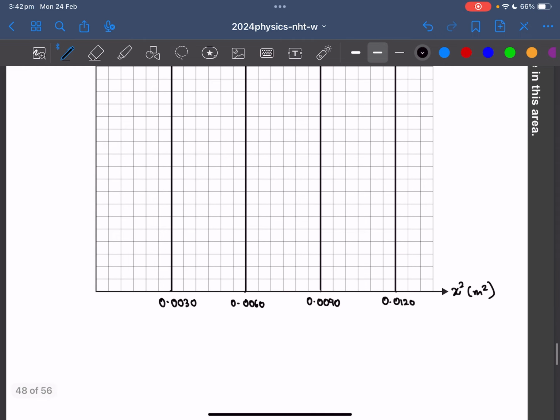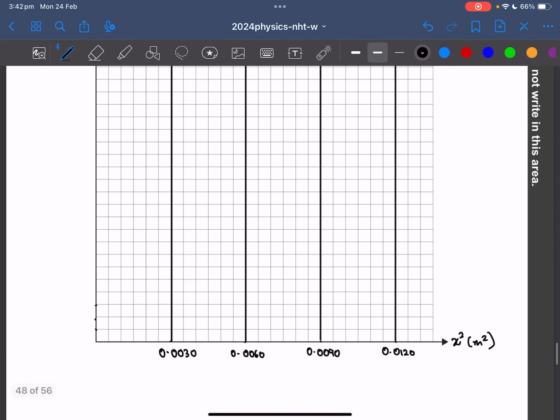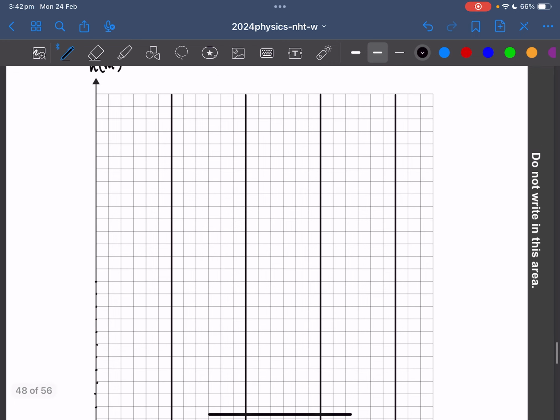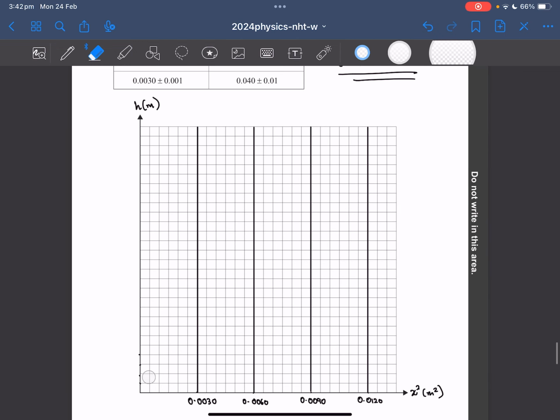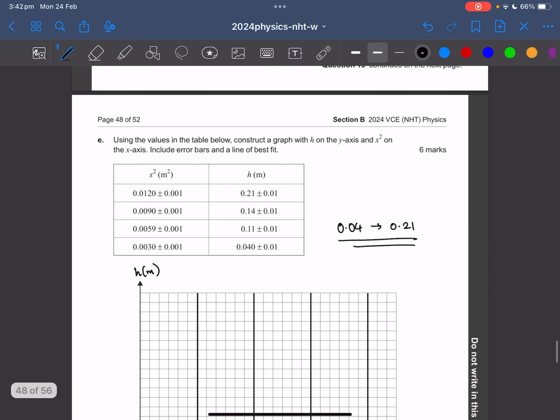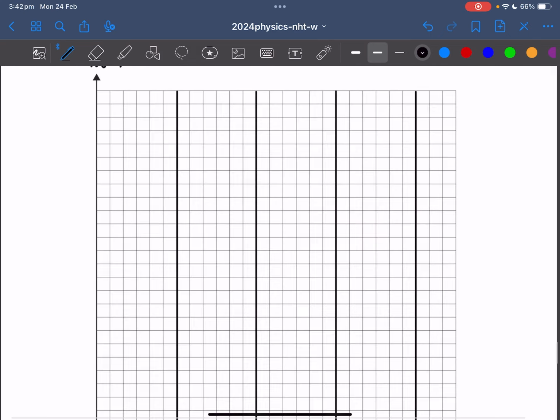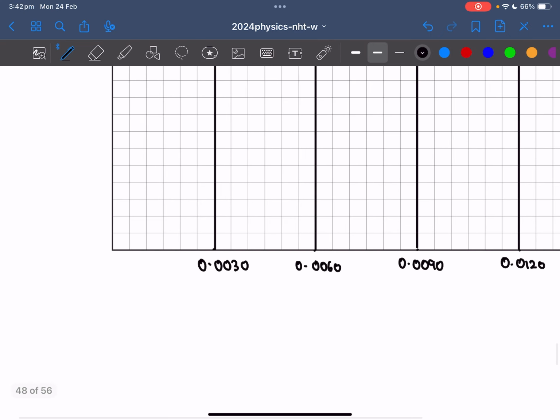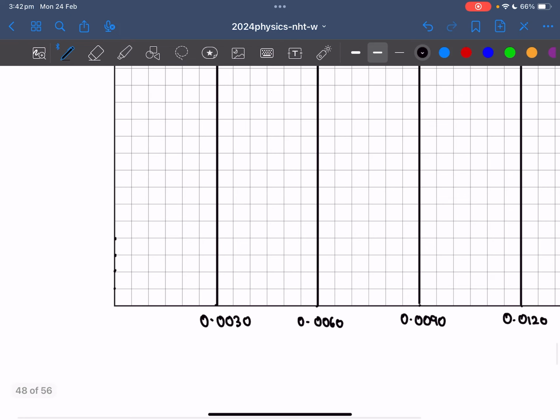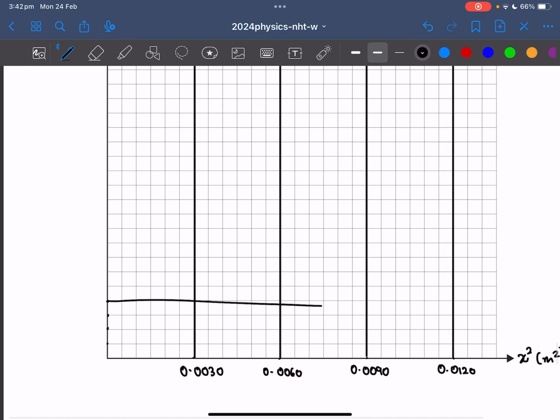And how many do we have? So 1, 2, 3, 4, 5, 6, 7, 8, 9, 10, 11, 12, 13, 14, 15, 16, 17, 18, 19, 20, 21, 22, 23, 24, 25, 26, 27, 28. Okay. I guess dividing it into segments of 6 would be ideal. So I guess we can do 4 gaps. So 1, 2, 3, and 4. Like that.